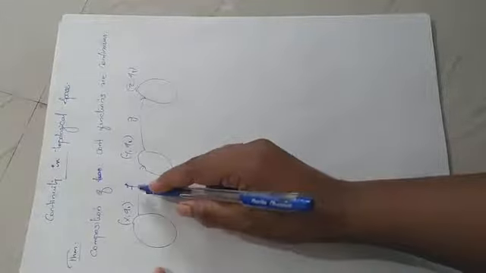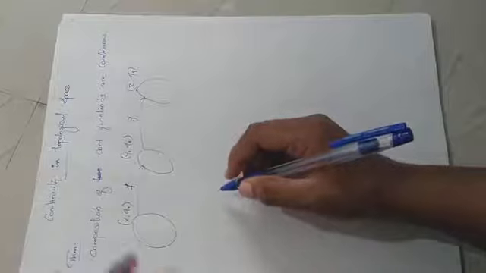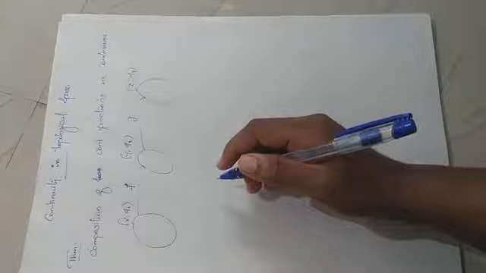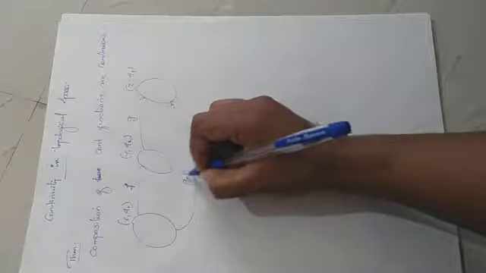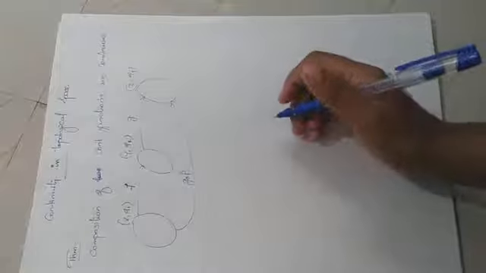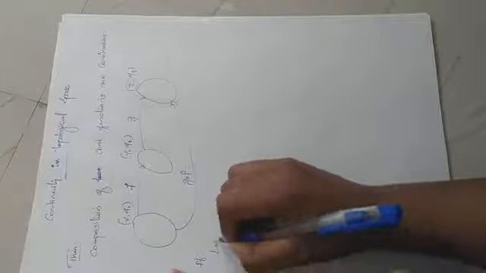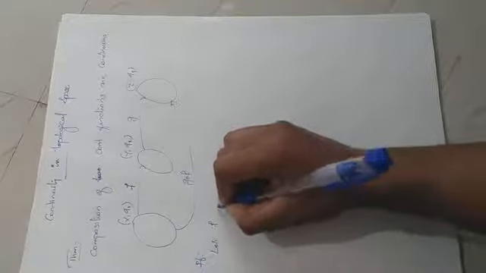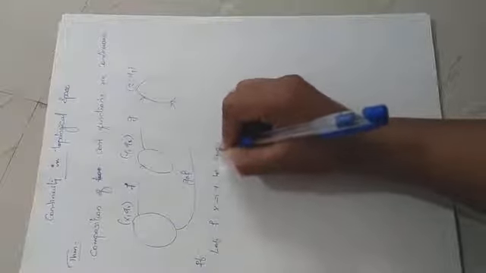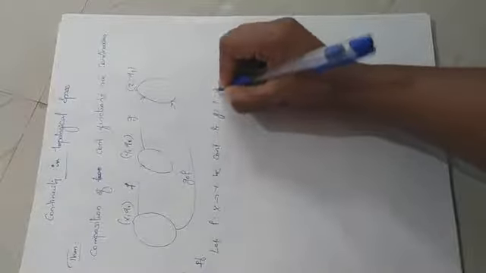Then, suppose f and g are continuous. We need to prove that its composition, g composition f, from X to Z is continuous. So for the proof, let f from X to Y be continuous and g from Y to Z be continuous. Claim: g composition f is continuous. See, g composition f is a mapping from X to Z.